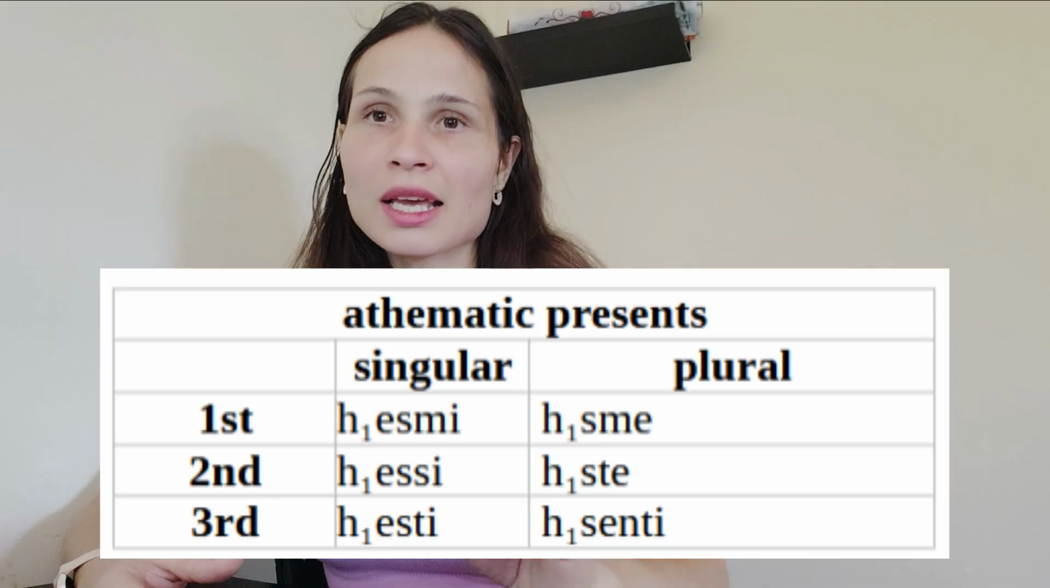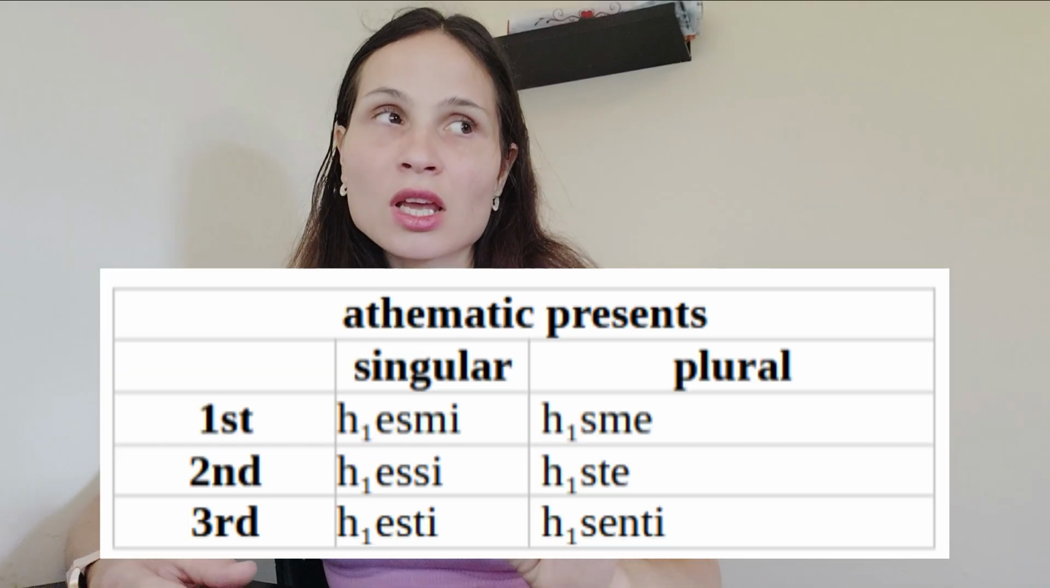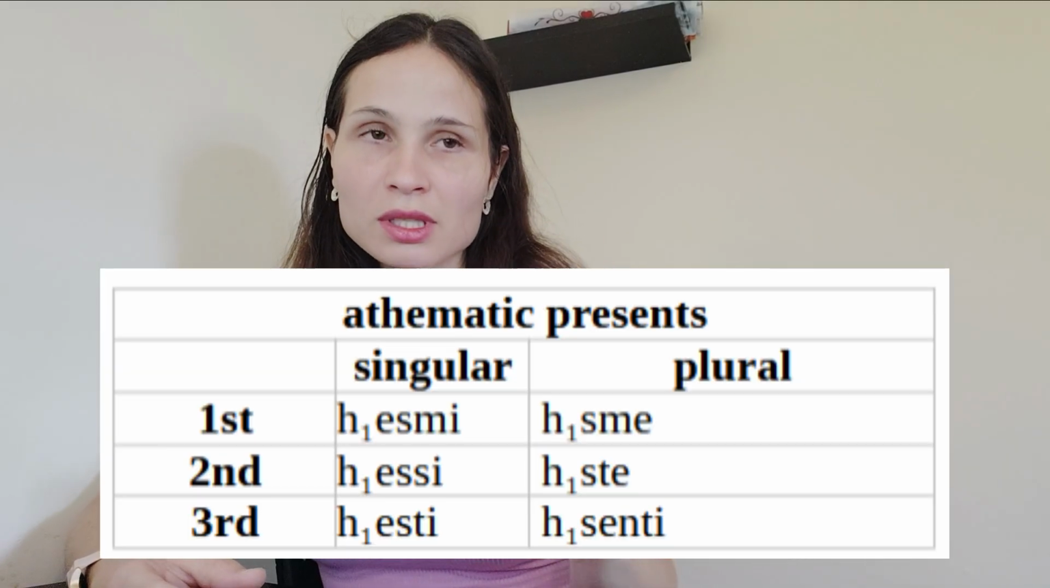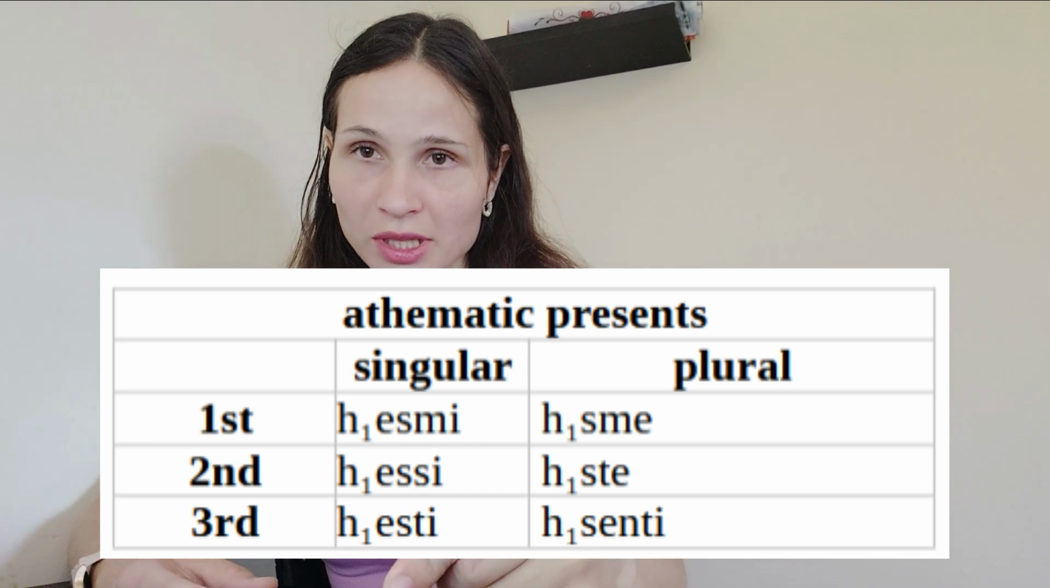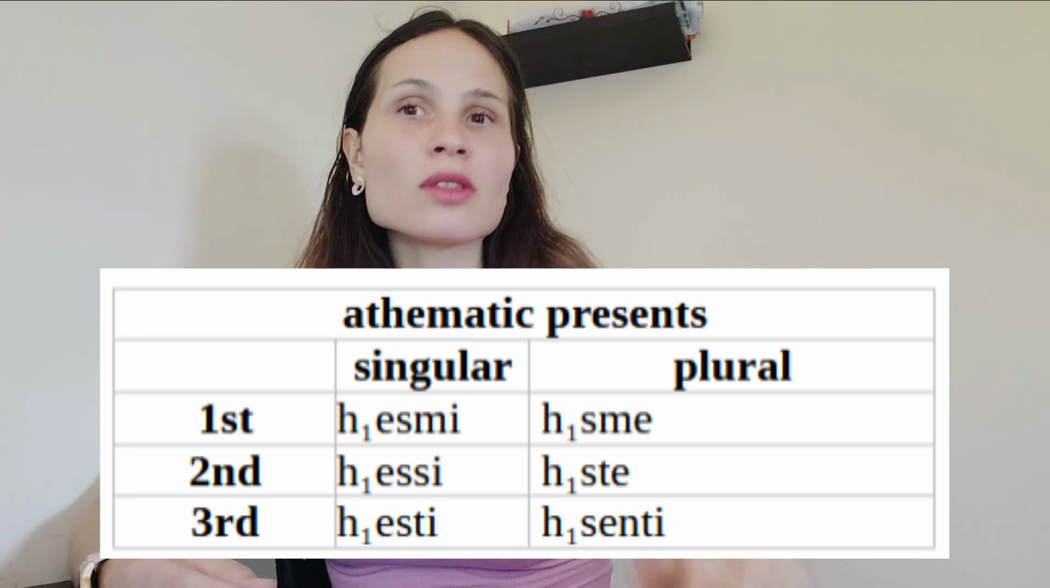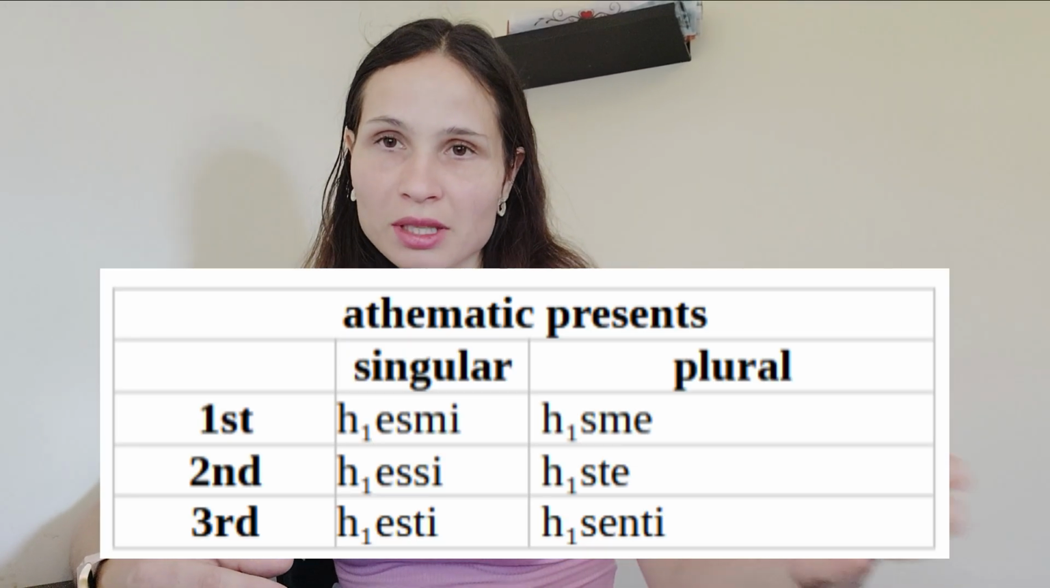So we can use the verb to be as an example. In Proto-Indo-European, I am, you are, he is. So the singular conjugations, those are going to be hesmi, hesti, hesti. So the two consonants of the root, the laryngeal and the S, have a short E inserted between them. In the plural, that vowel is going to be deleted and they will be in the zero grade.